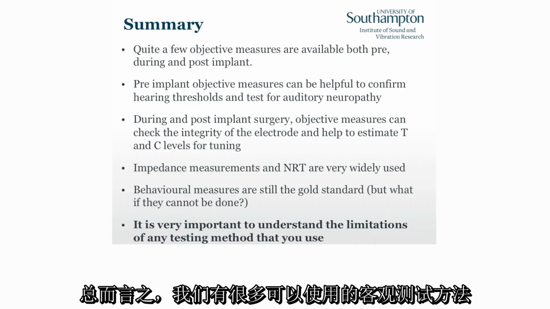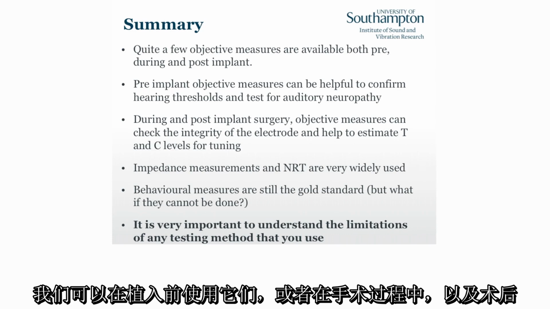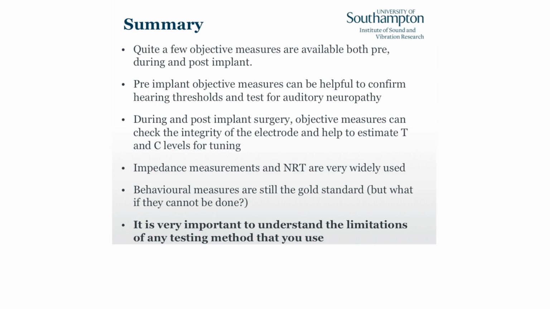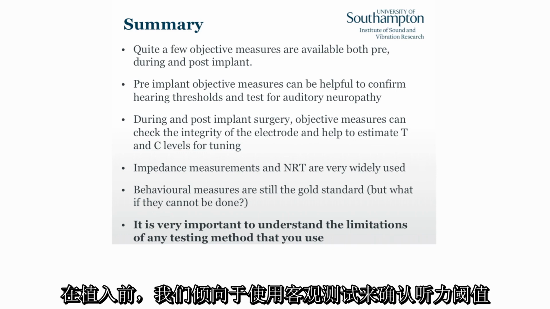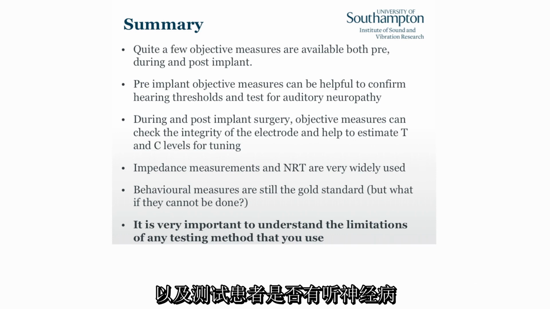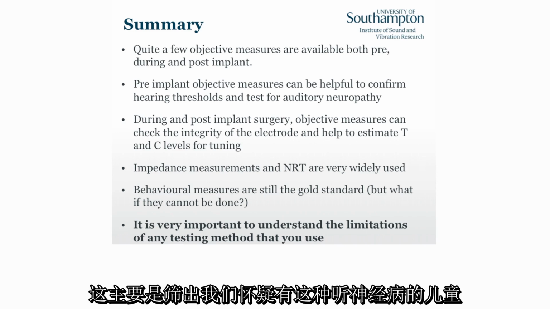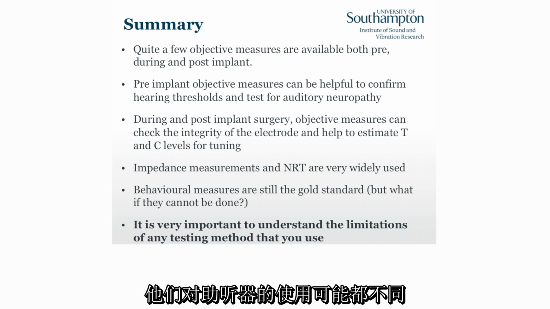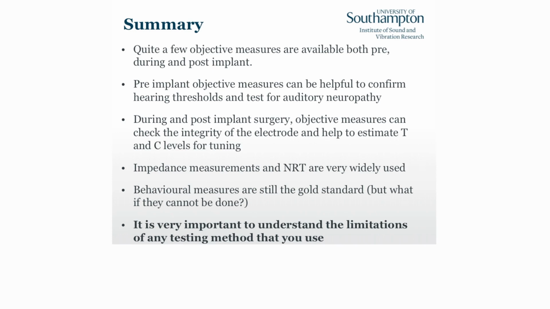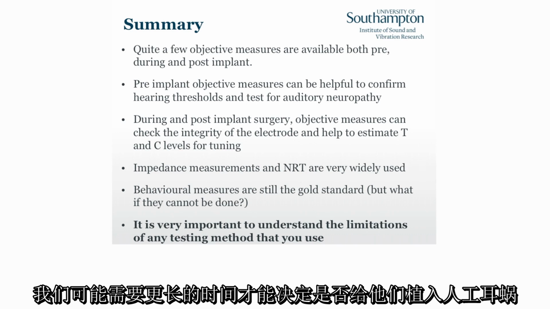So just in summary, we've got a large number of objective methods we could use. We could use them pre-implant, possibly during surgery, and then post-implant. Pre-implant, we tend to use objective measures to confirm hearing thresholds, and also to test for auditory neuropathy, to identify mainly children where we suspect there's neuropathy, in which case certainly management with hearing aids might be different, and we might take a bit longer before deciding whether to go ahead with implantation.